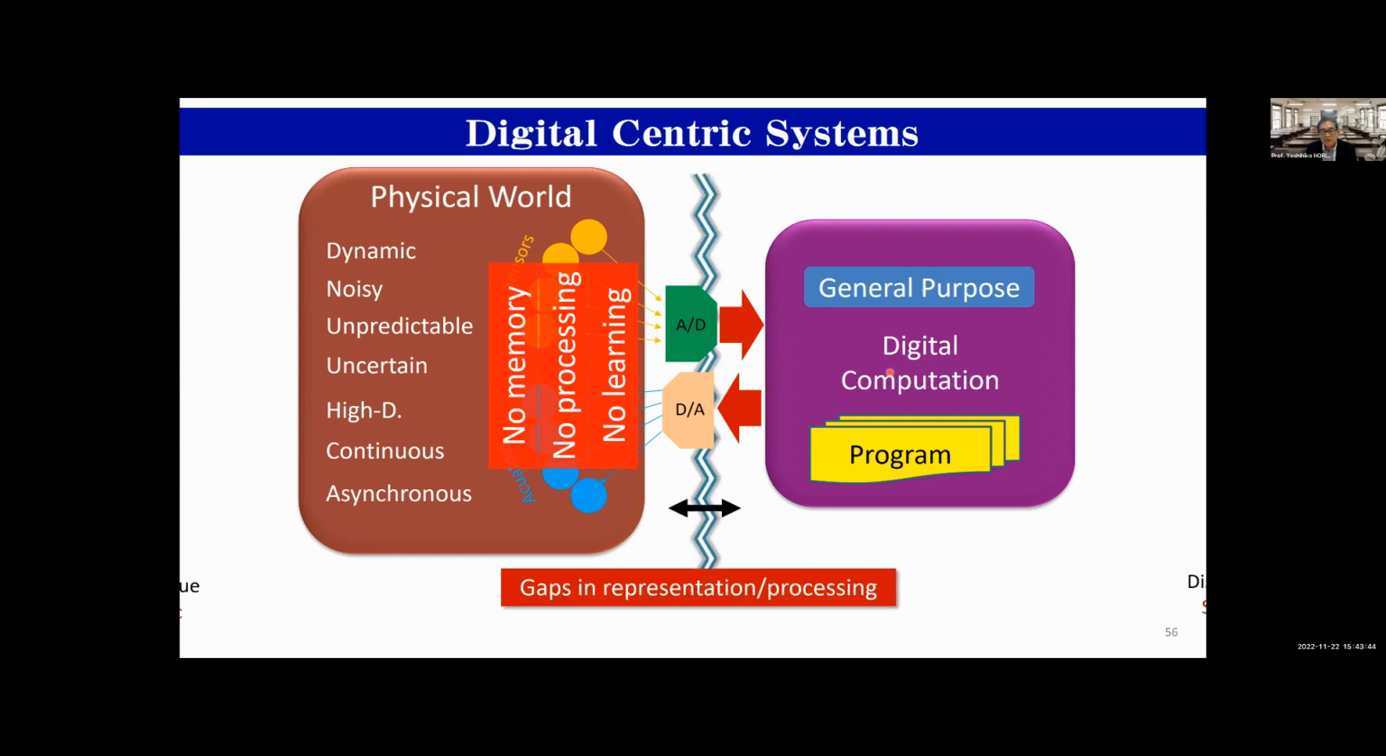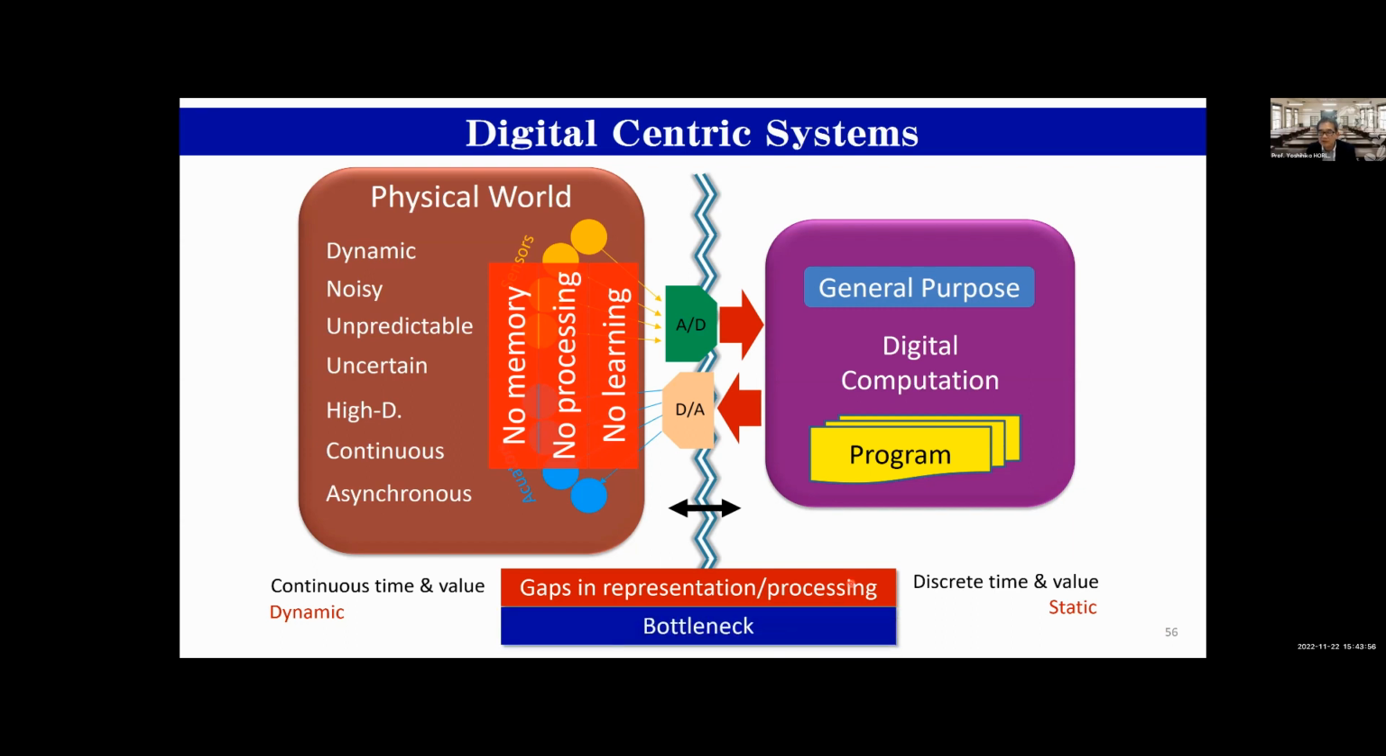So there is a big gap between those two in terms of the representation and also the process. So this gives a big bottleneck. Let's say a narrow bottleneck. Okay.